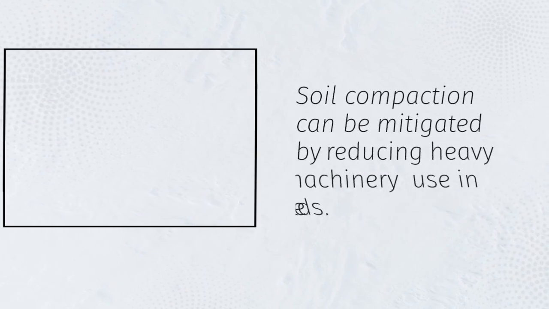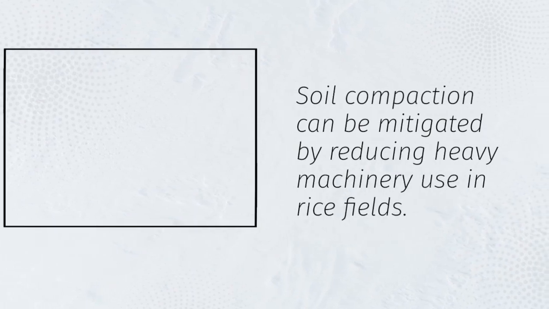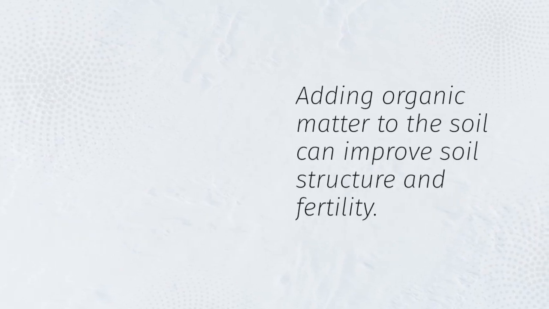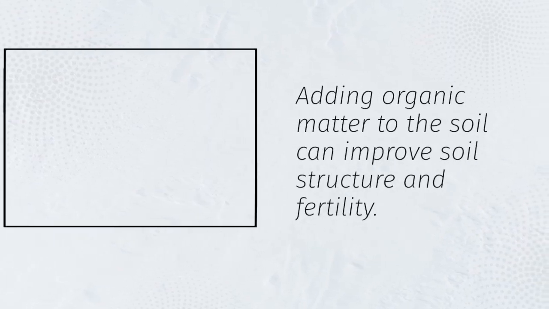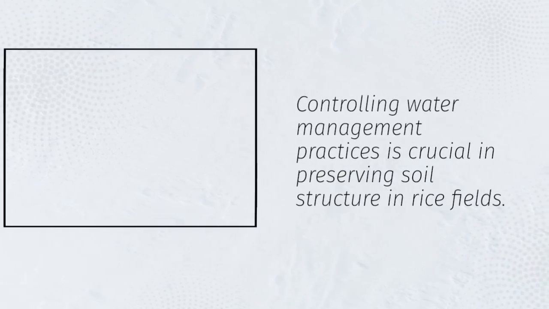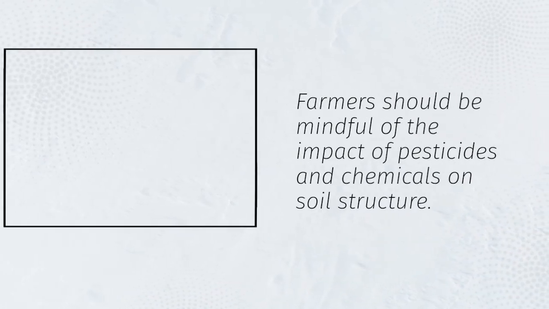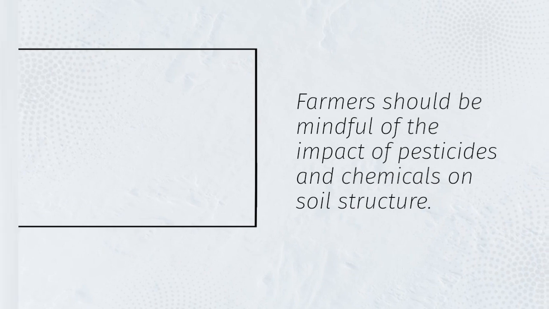Soil compaction can be mitigated by reducing heavy machinery use in rice fields. Adding organic matter to the soil can improve soil structure and fertility. Controlling water management practices is crucial in preserving soil structure in rice fields. Farmers should be mindful of the impact of pesticides and chemicals on soil structure.